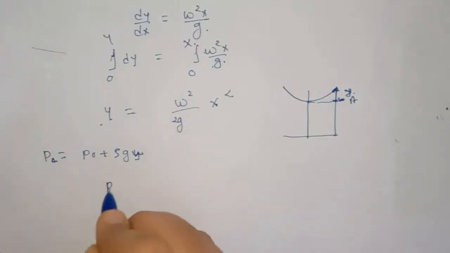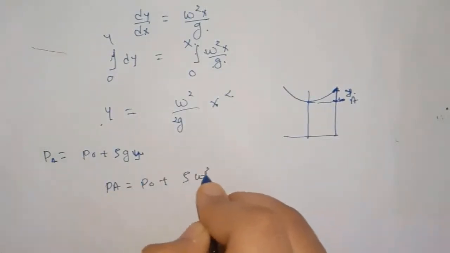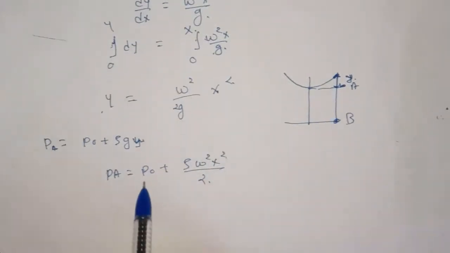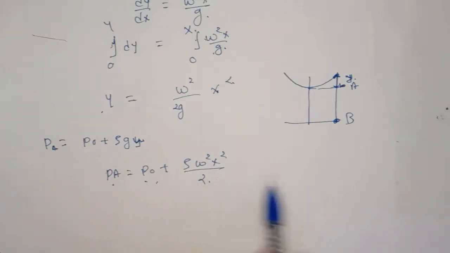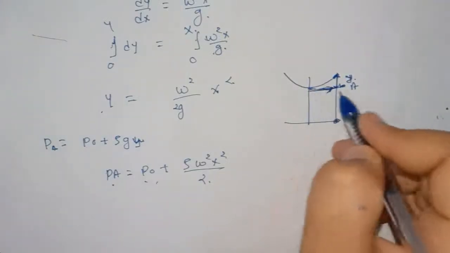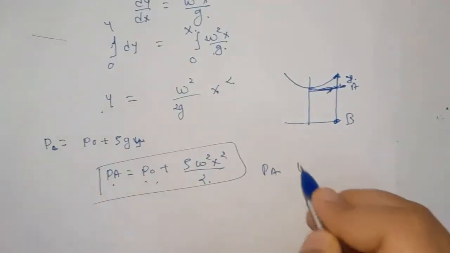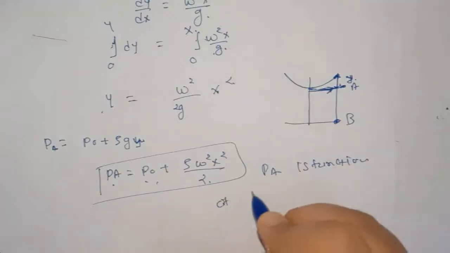So P_A is equal to P naught plus rho omega square x square by 2. This shows that pressure at point A increases with distance x from the axis, where x is the horizontal distance from the axis. So pressure at point A is a function of x.